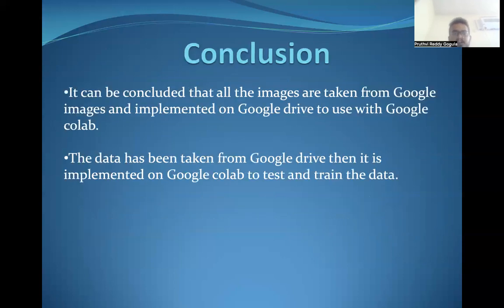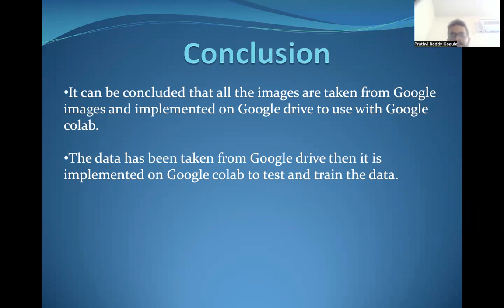Now moving on to the conclusion. From the above project of image classification, it can be considered that all the images are taken from Google Images and implemented on Google Drive to use with Google Colab. In this project, the images are used in a sequential way to correspond to an image classification program. The dataset of vectors is chosen to complete the whole project and implemented from Google Colab software.